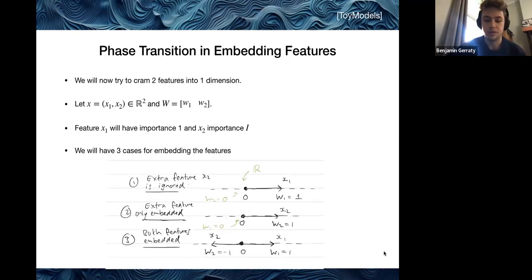So I think showing these pictures might be helpful. The first case is if x2 has very low importance, say close to 0, then we will embed the first feature as just a vector w1 along the real line and ignore the second one. If the second feature has importance like 10 or 100, and it's very important, then the model will just embed the second feature and ignore the first one. And then if the importance is, say, equal, then the model will actually try to embed both. We can see here it's crammed 2 features into a one-dimensional space.